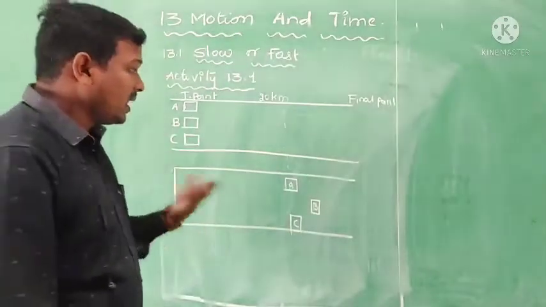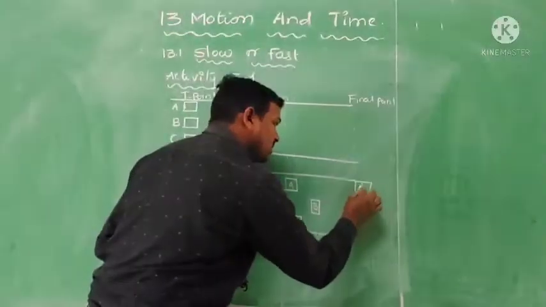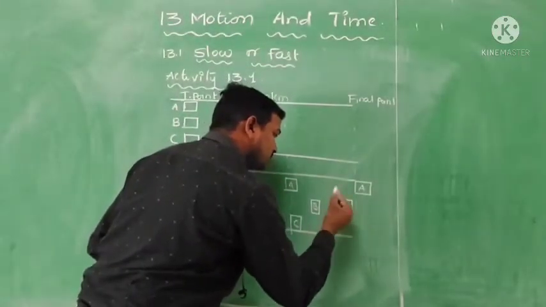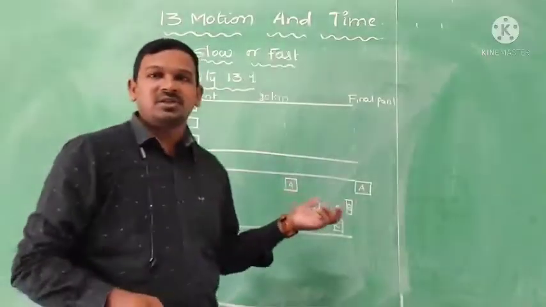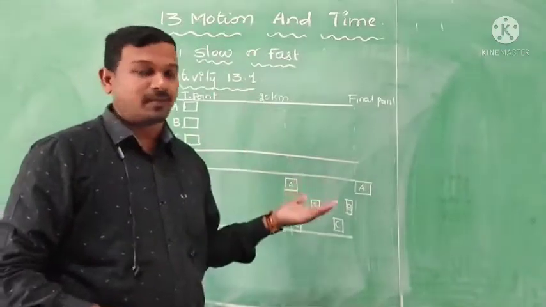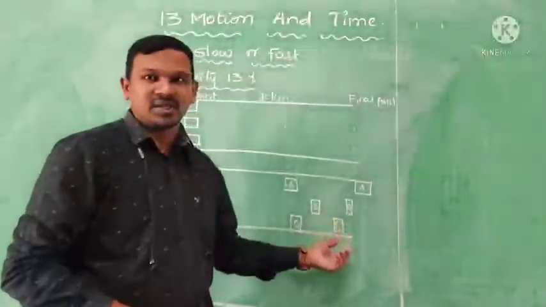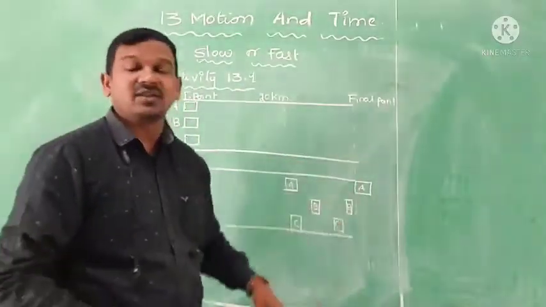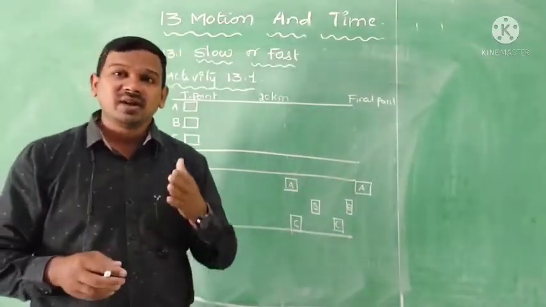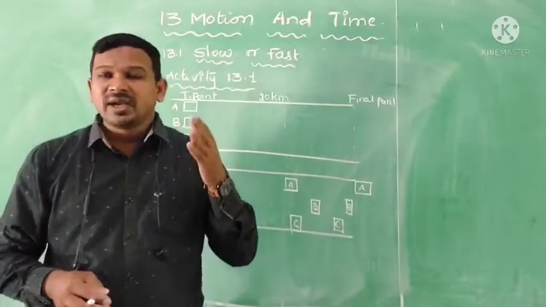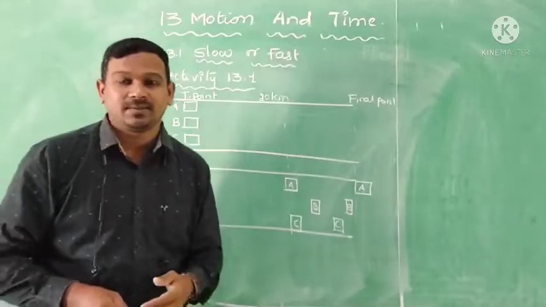Next, at the destination, after 1 hour, suppose car A has reached here, car B is here, car C is here. Now you can say which one reached the destination first. Car A reached first, car B second, car C third. So by seeing this activity we can say: if any body covers the given distance in a shorter interval of time, in a shorter span of time, then that body is said to be going very fast.